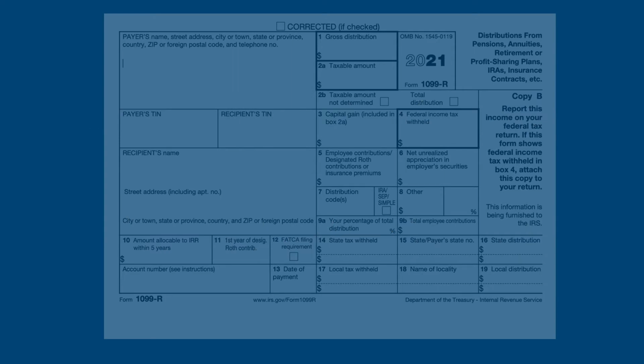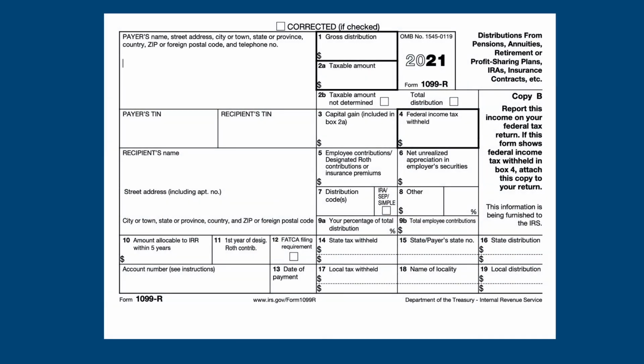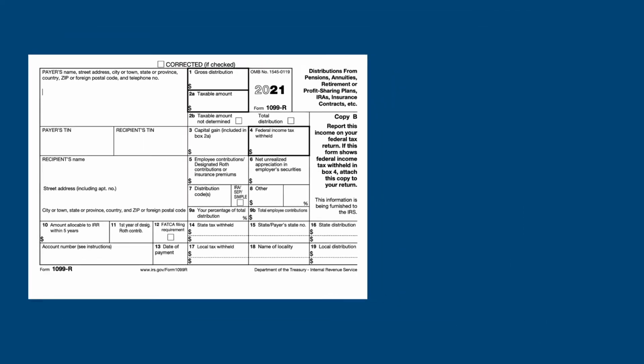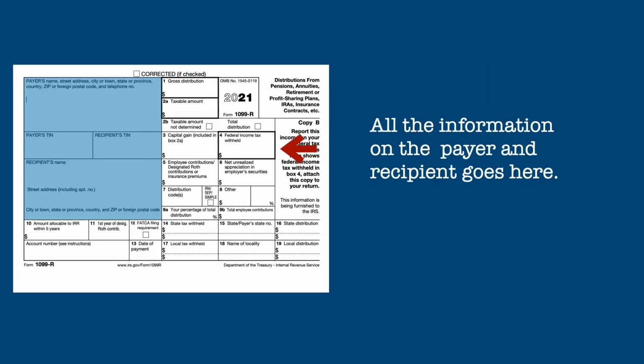Much like a W-2, there are a lot of boxes on a 1099-R form, and this video will not go into detail on all of them. However, I will explain most of the boxes that affect a typical taxpayer. First of all, we have the left-hand side of the form. This is where all the information on the payer and the recipient goes, including the employer identification number of the payer and the Social Security number of the recipient.